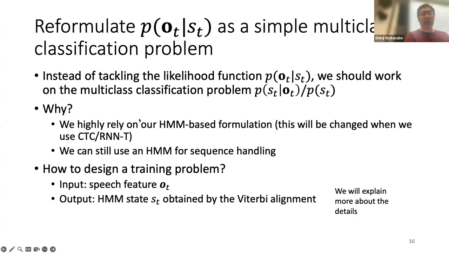Okay, so we are using P(O_t given S_t) as P(S_t given O_t), and then let's focus on estimating this part. It becomes the problem of predicting the HMM state S_t given the speech feature. However, as you know, we don't have a correct label for the HMM state. The alignment can have any variations. So we use a very big assumption, which is to use the Viterbi alignment, get the state index for each frame, and then use it as a target.